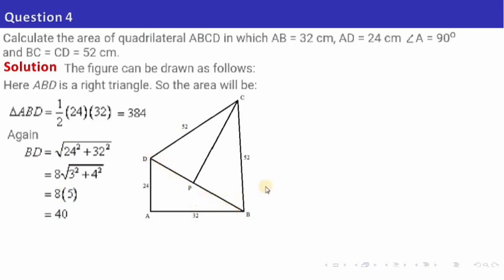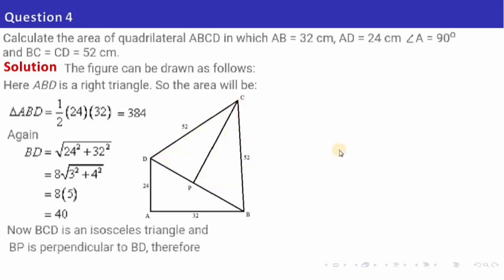All right, now we have got BD, and we have BC and CD also. So now we'll find the area of this particular triangle. All of you know BCD is an isosceles triangle because this is 52 and this is also 52. So let's find what DP is.